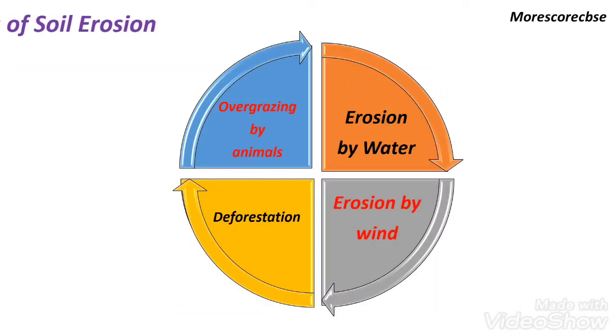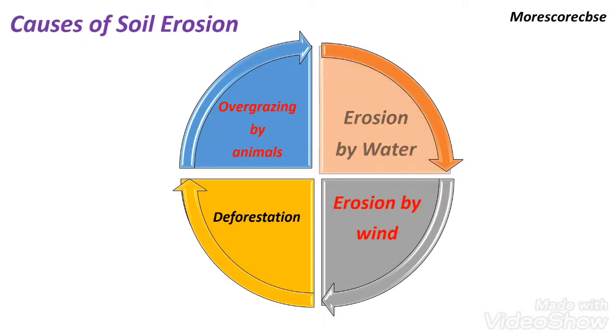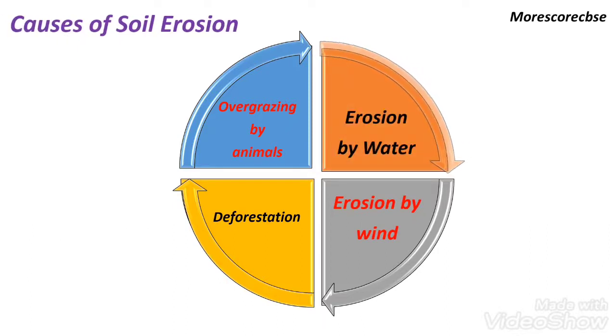Now let us see what the causes of soil erosion are. There are mainly four causes of soil erosion. First, erosion by water, erosion by wind, deforestation and overgrazing by animals.